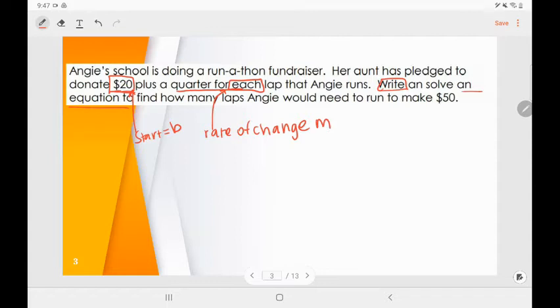So let's go ahead and write our equation. y is equal to, my slope is 0.25 because a quarter is 25 cents, x plus 20. Now, some people might rearrange it and write 20 plus 0.25x. That is perfectly acceptable as well.